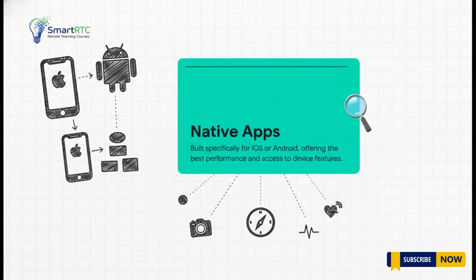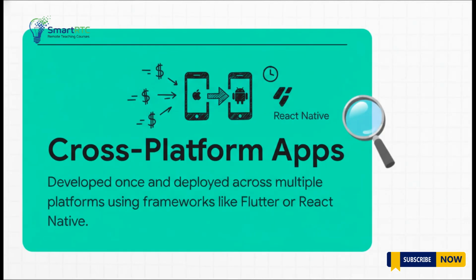The code is talking directly to the phone's hardware, so you can squeeze out every last drop of power from the camera, the GPS, you name it. Next up, we've got cross-platform. This is all about efficiency. The idea here is you write your code just once, and then these clever frameworks like Flutter or React Native, they act like a universal translator, making it work on both iOS and Android. The big win? Oh, it's huge. You save a ton of time and money because you're really just building one app instead of two.